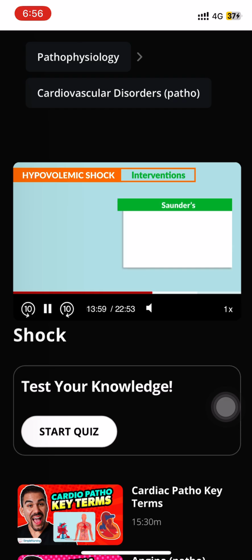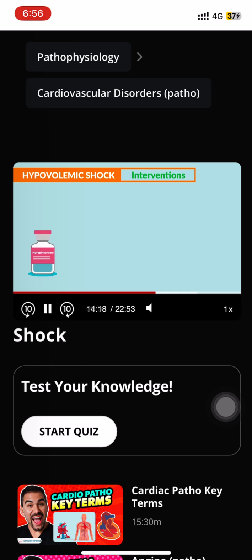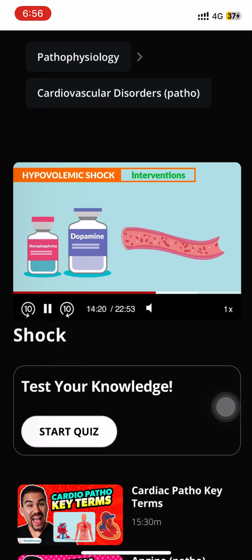So Saunders mentions, a client in shock develops a central venous pressure of less than 2. Which prescribed intervention should the nurse implement first? Increase the rate of intravenous fluids. Yes, less than 2, your patient is dry. So increase those fluids.